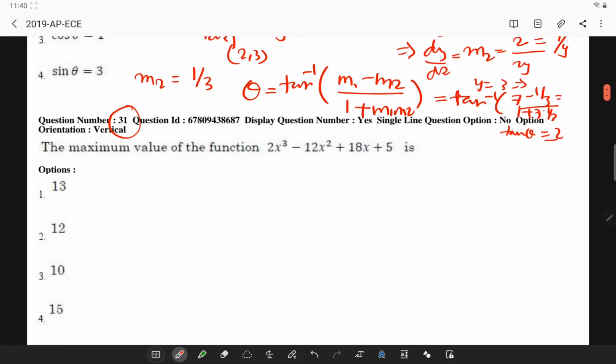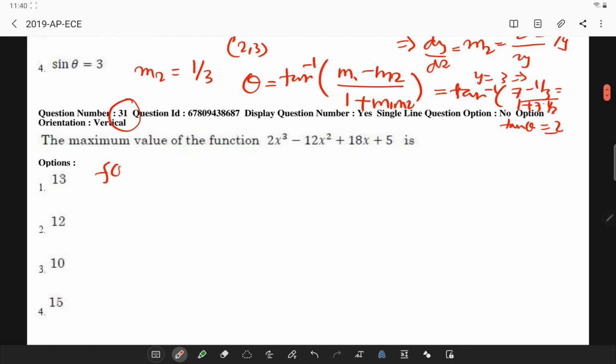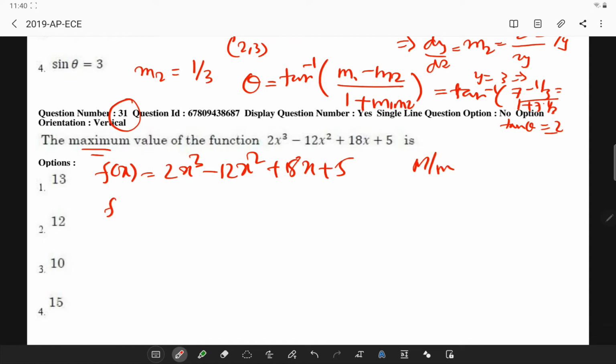So coming back to the next question, here again I have a function, and I have to find the maximum value. The function is 2x cube minus 12x square plus 18x plus 5. To calculate maxima and minima, the first step is to calculate the derivative of the function. So 3 into 2 is 6x square minus 24x plus 18. Now equate f dash x equal to 0.